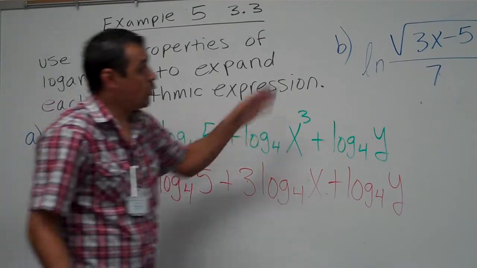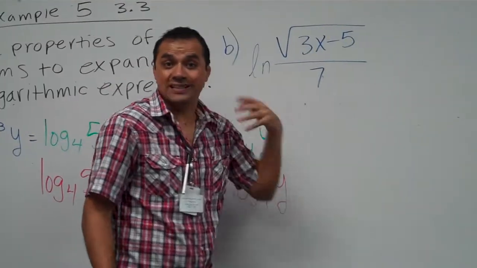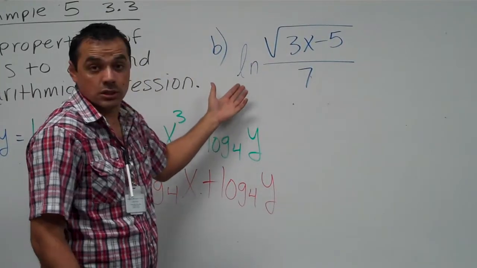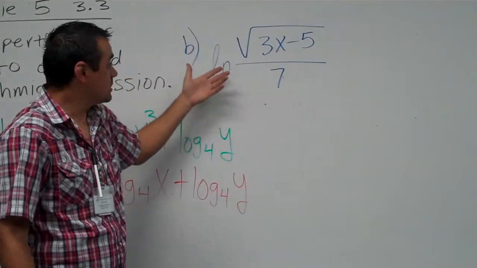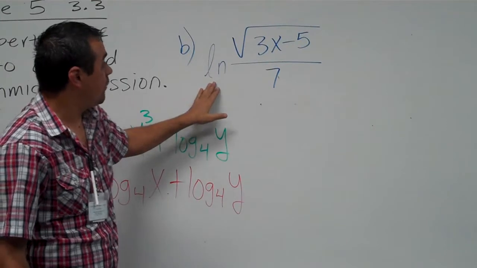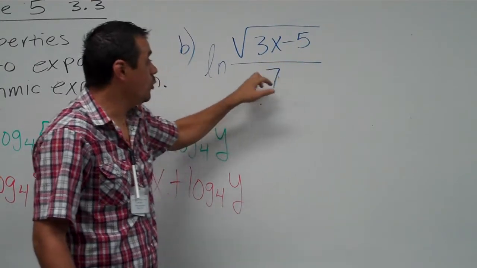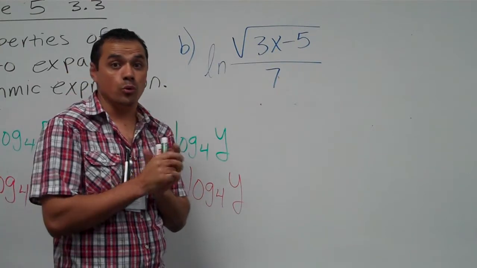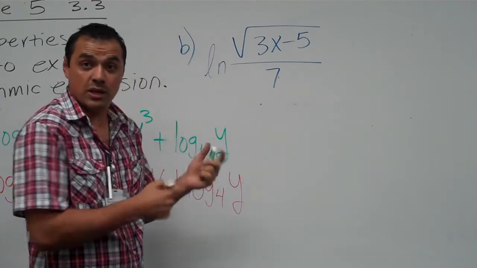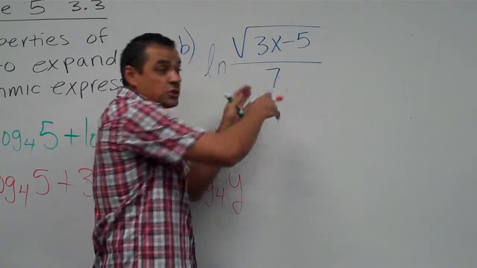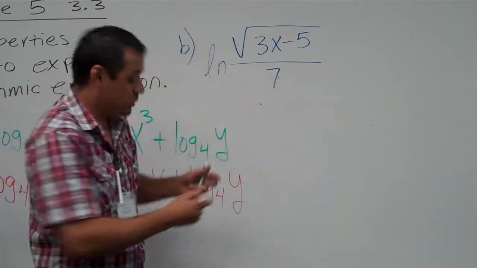So if you follow me over here, we have example B from that same section. Now this one looks crazy. I mean, look at this. This thing is ugly. Natural log of the square root of 3x minus 5 all over 7. Oh, we have a lot here. So let's see how we can go ahead and take this expression and expand it. So let's see where this takes us.